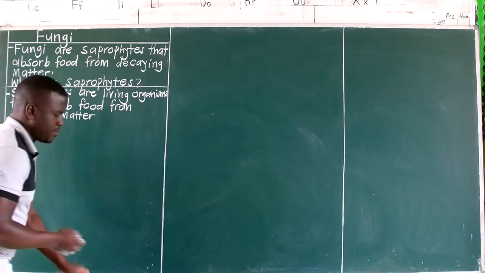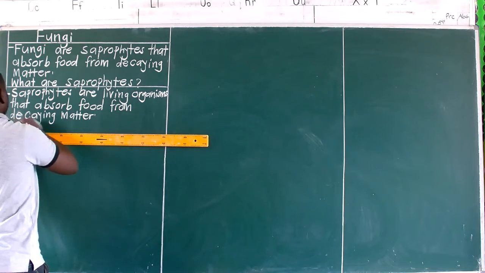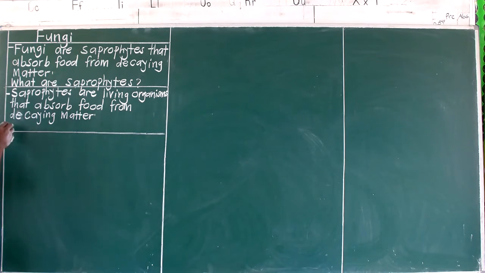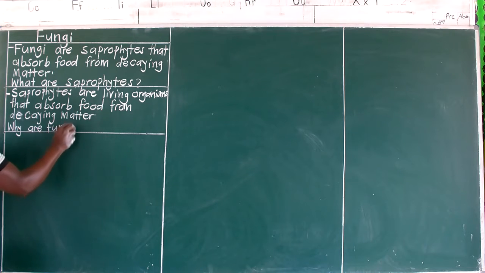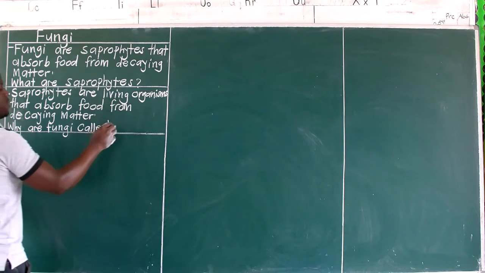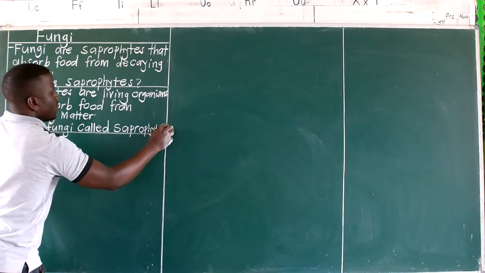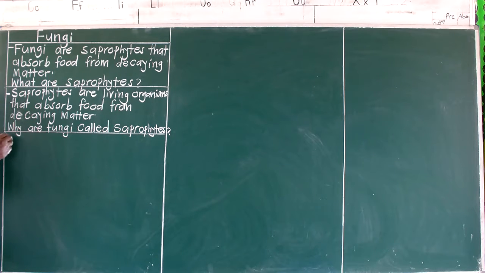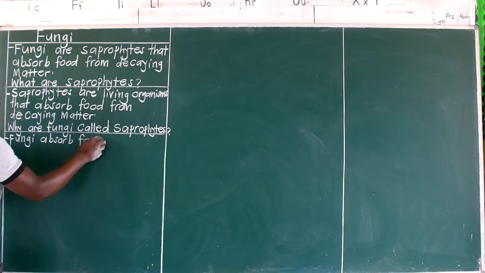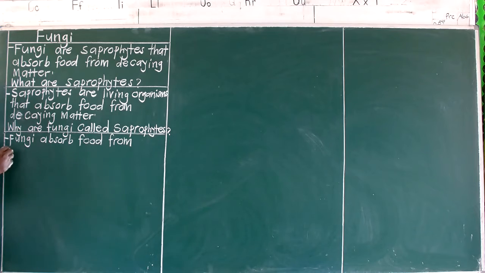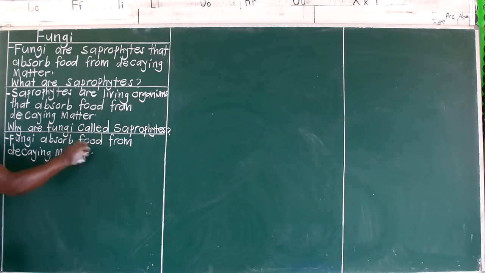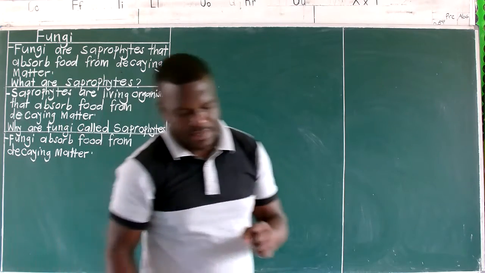Why are fungi called saprophytes? Fungi absorb food from decaying matter. That's why they are called saprophytes.